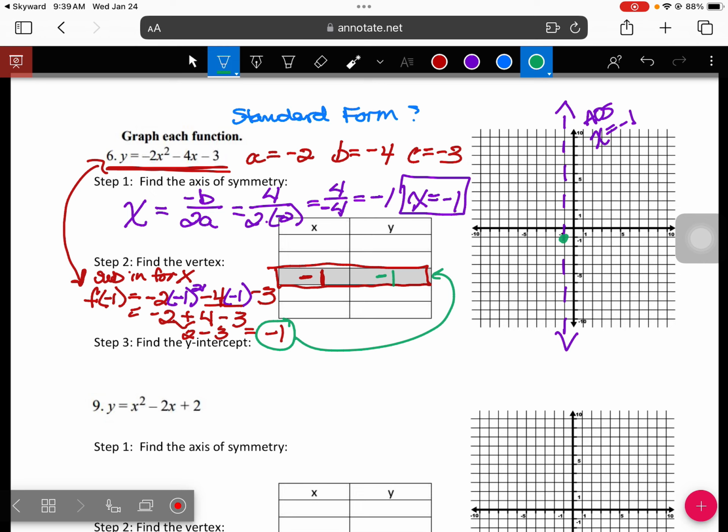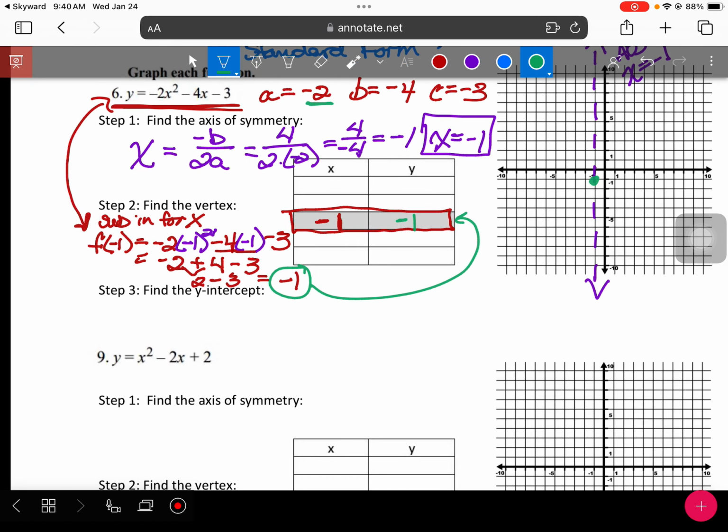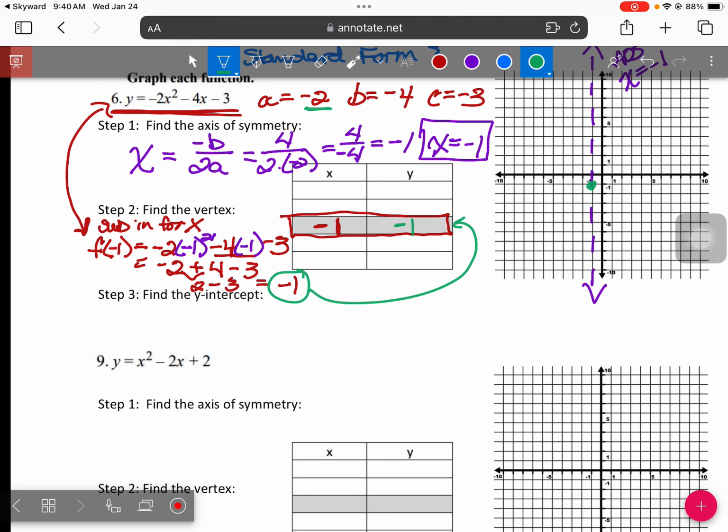Now, as I look, I see my a value is -2. So is this going to open up or is this going to open down? We know it's going to be opening down, okay? So keep that in mind. I need to go 1 space and 2 spaces to the right to see what's happening here. If my x coordinate is -1, 1 space to the right is 0, and 2 spaces to the right is x equals 1. 1 space to the left of -1 is -2, and 2 spaces to the left would be -3. So we're not using our fab 5 here, but I'm just going 1 and 2 spaces to the right and 1 and 2 spaces to the left, because I want to see what's happening close to that axis of symmetry, okay?